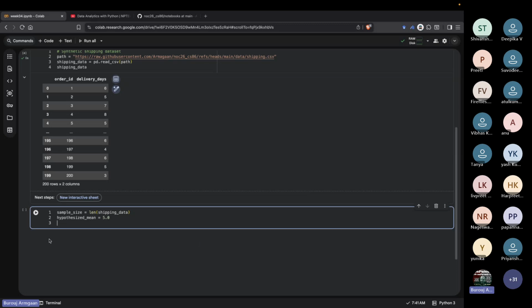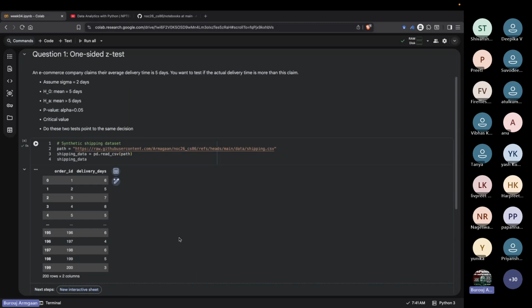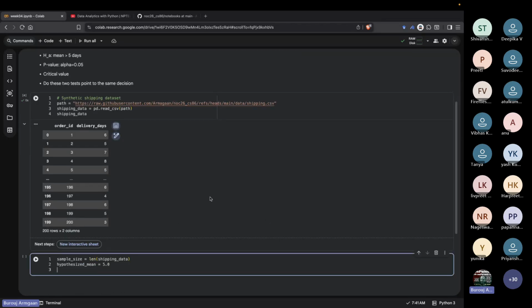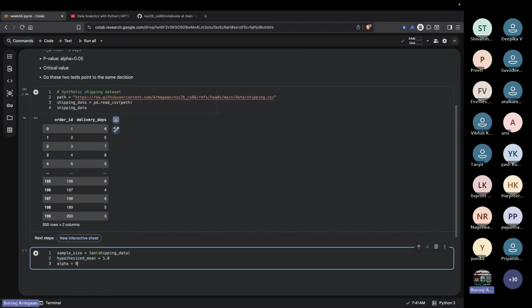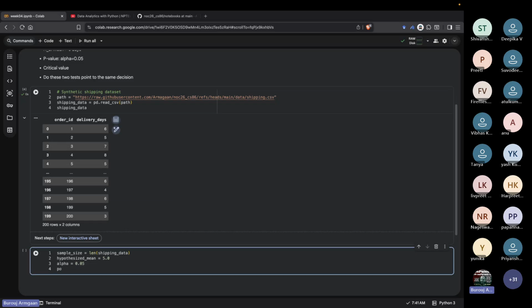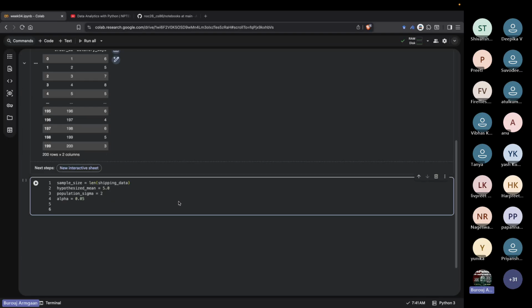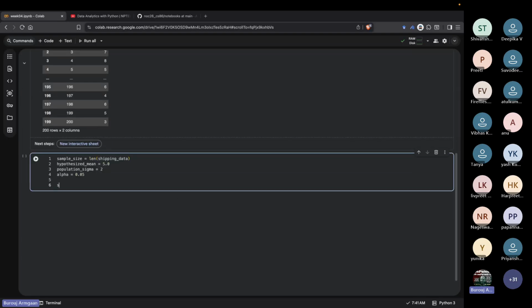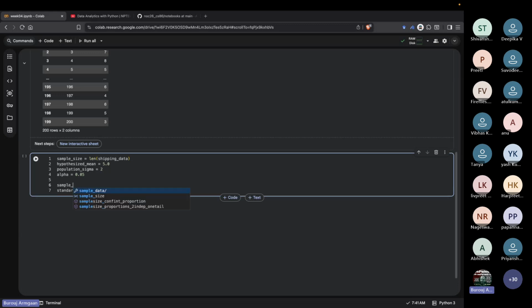So you have a hypothesized mean of 5, and you know that the alpha you want to compare against is 5% or 0.05. You also know that your population standard deviation, or population sigma, is 2 days. Maybe we can write it with this. From this, we can compute the standard error, and we also know the sample mean.